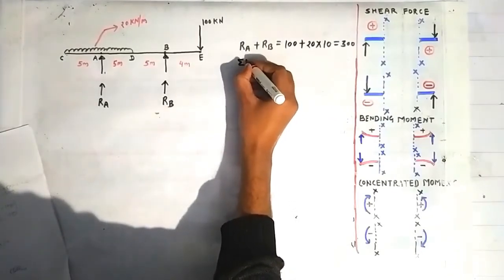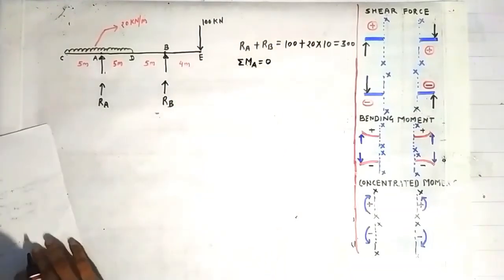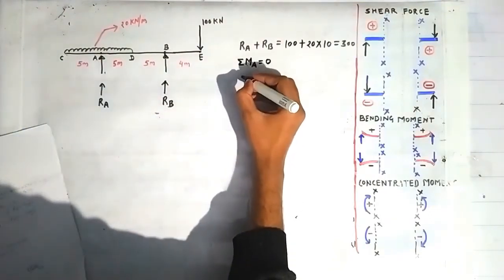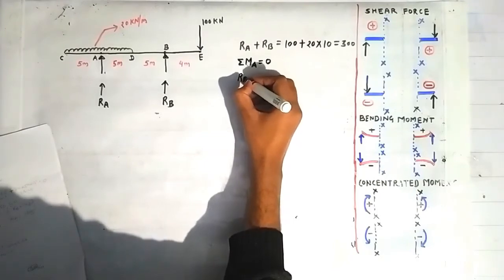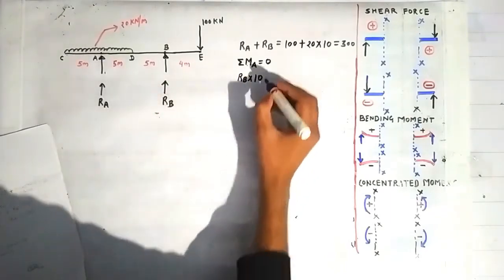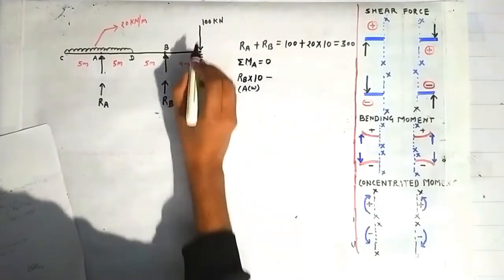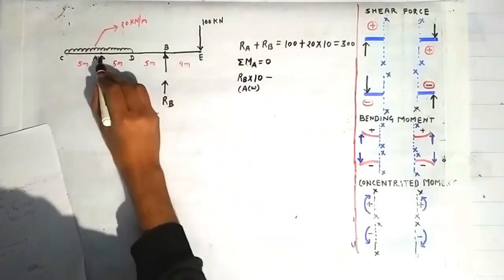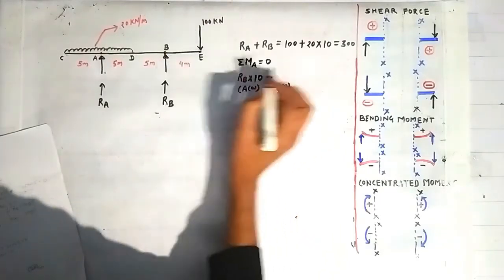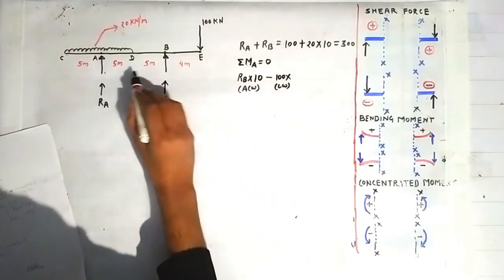Now we know that the summation of moments about point A can be taken as 0. Because of this RB, there will be a moment about this point A which goes in the anti-clockwise direction, having the magnitude RB into this distance 5 plus 5, which is 10, about point A. And because of this load of 100 kN, there will be a moment about the point A going in the clockwise direction, denoted by a negative sign, having magnitude 100 into this distance 4 plus 5 plus 5.